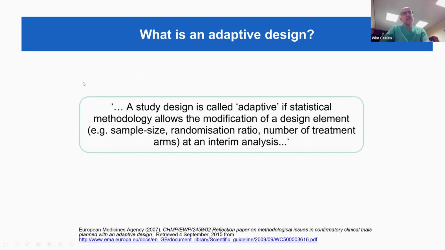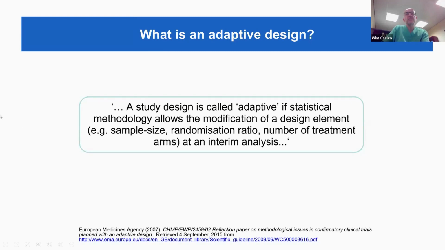Adaptive designs. What's an adaptive design? Well, an adaptive design is in fact a design that is mainly interesting because it allows you to limit the number of patients that you need in order to show a certain effect, and it's based on Bayesian statistics. So it's very complex. It's something where you certainly need a statistician.